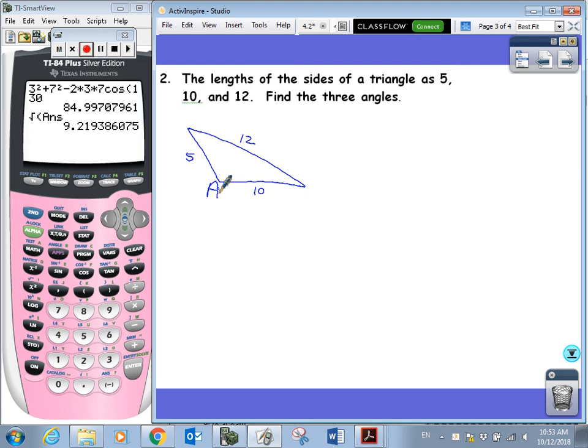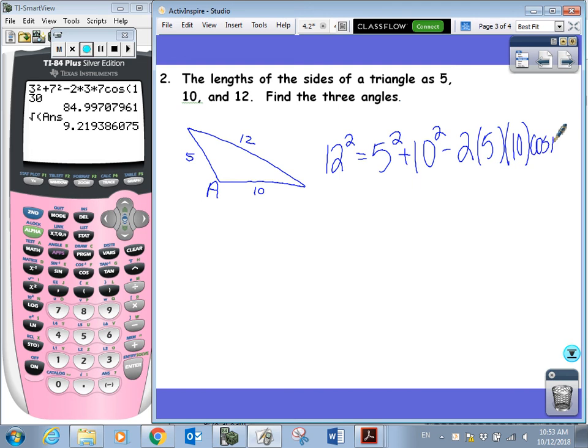Okay? All right, so side across from the angle squared equals adjacent side squared plus other adjacent side squared, minus 2 times each adjacent side times the cosine. I named it A, theta, alpha, x, whatever you want. Doesn't matter. It is not named in the problem, so you can name it whatever you want.